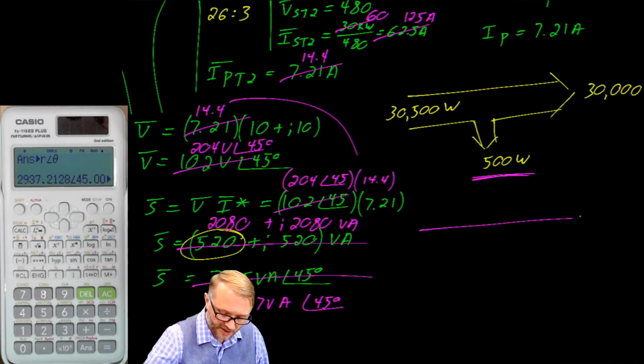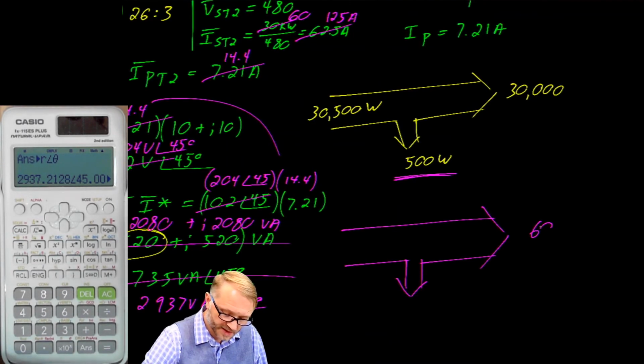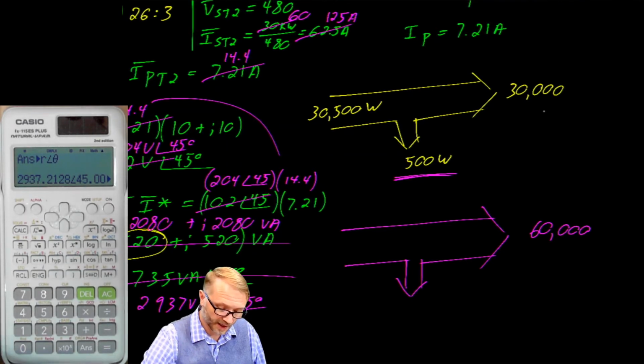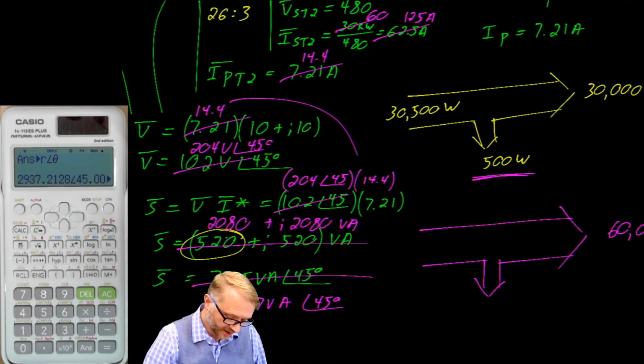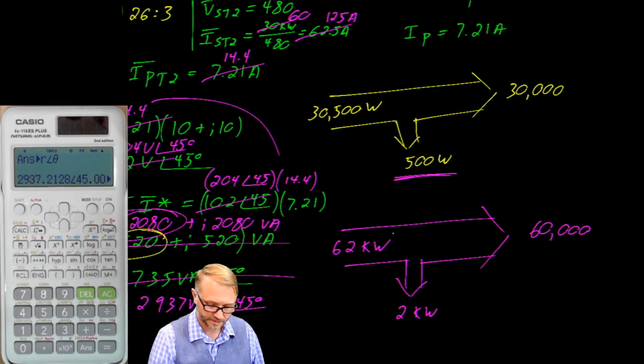If we show the power flow diagram, it looks like this. We have 60 kW, so we doubled our output, but our power lost is now 2080, or 2 kW, which means we had to put in 62 kW to make this system work.